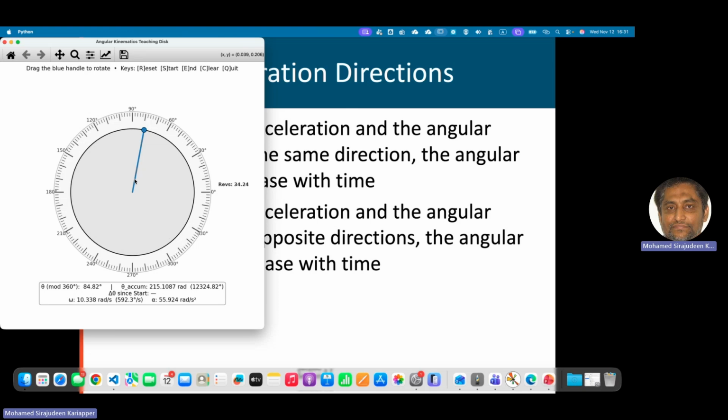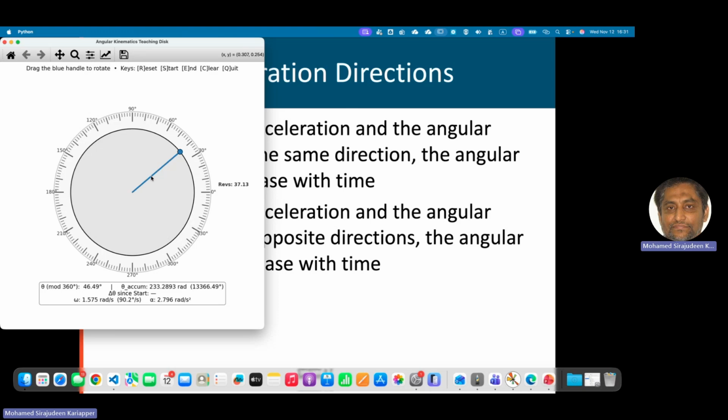Now let me do this. Now it is going fast, then I slow down. What is the direction of the angular velocity? Angular velocity is counterclockwise. Okay. Now I didn't ask about acceleration. Listen to what I'm saying. Angular velocity is counterclockwise, but the angular acceleration is not counterclockwise. Why? It is opposite, because the speed was decreasing. So angular acceleration is clockwise, negative.